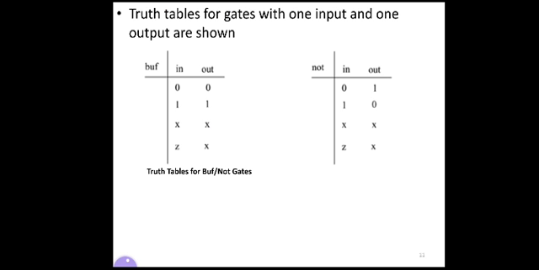Similar to this one, the NOT gate. The NOT gate is just the complement of the input. Just invert the bits. If you have input 0, output will be 1. If your input is 1, output is 0. But if you have an unknown value x, the output is also unknown. If you have a high impedance z, the output is unknown. So for x and z, output is always going to be the unknown value. So these are the truth tables of the buffer and NOT gates.